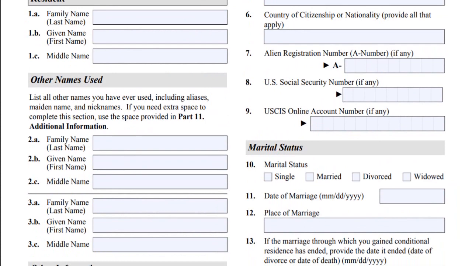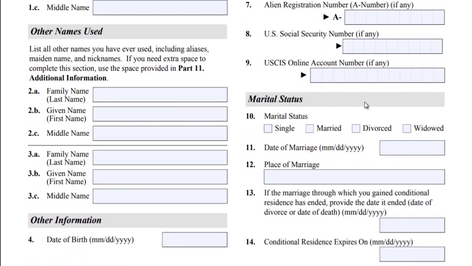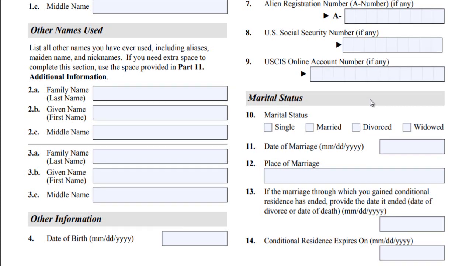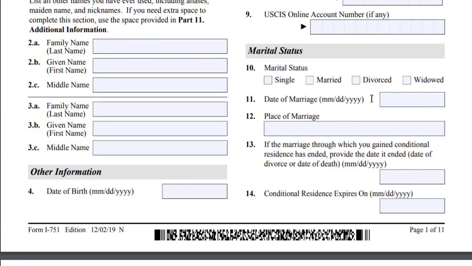If you are still married, then file Form I-751 jointly with your spouse through whom you obtained conditional status. However, you may file Form I-751 without your spouse if, number 1, you entered the marriage in good faith, but your spouse died. 2, you entered the marriage in good faith, but the marriage was later terminated due to divorce or annulment. 3, you entered the marriage in good faith, but you were battered or subjected to extreme cruelty by your petitioner spouse. Let's say domestic violence.